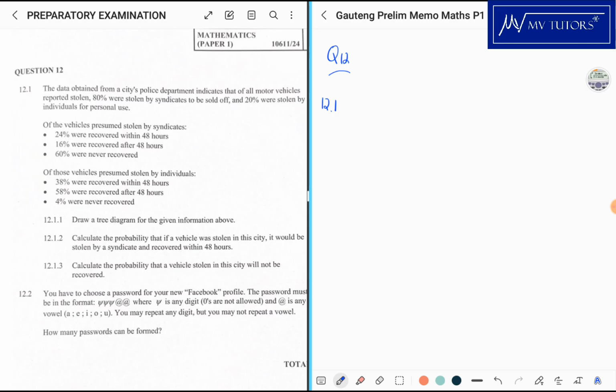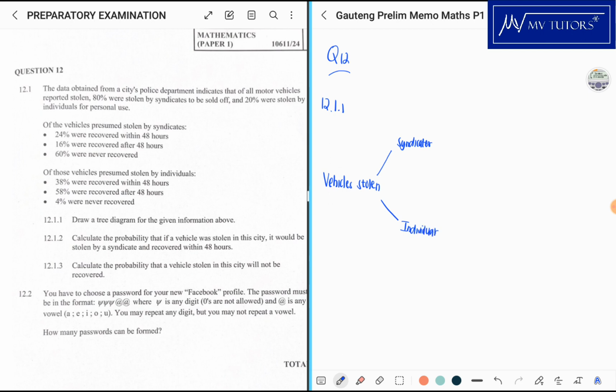And then of those vehicles presumed stolen by individuals, 38% were recovered within 48 hours, 58% were recovered after 48 hours, and 4% were never recovered. Okay, this makes sense if you think about it. Now it says, draw a tree diagram for the given information above. So basically, we are looking at vehicles being stolen, and they can either be stolen by syndicates or by individuals.